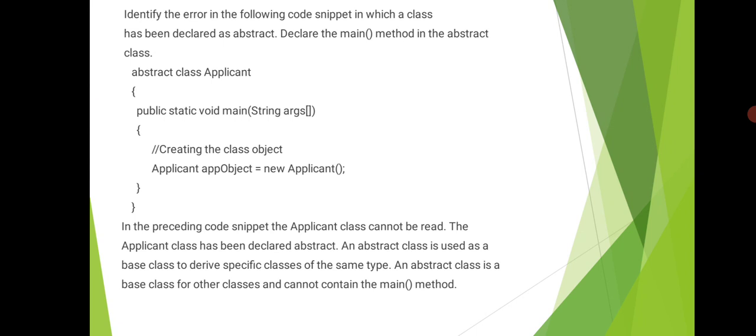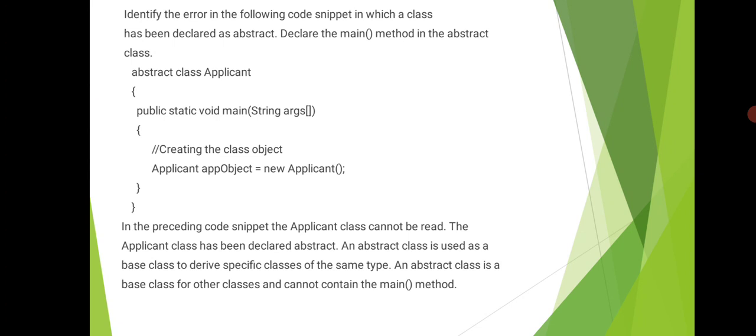Next, identify an error in the following code, in which a class has been declared as abstract. Declare the main method in an abstract class. So here I have written a class Applicant which is an abstract class. In that I am writing public static void main(String args). In that I am writing Applicant app object is equal to new Applicant. This statement will give an error because an abstract class cannot be instantiated.